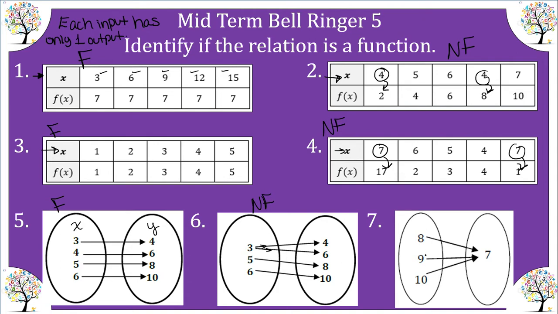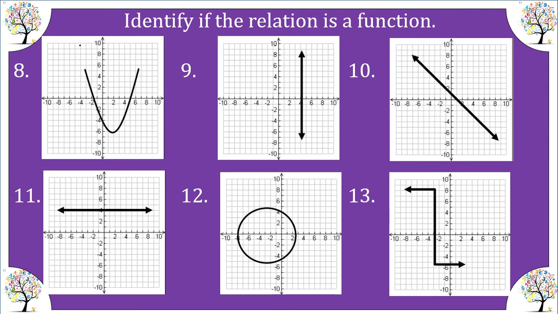Number 7, each of these inputs has one output. It's all going to the same place. You could say the same house if these were representing mailing a letter, and that's okay. So this is a function. Now let's take a look at graphs. And we studied the vertical line test. So if a graph passes the vertical line test, it is a function. The vertical line test says if I draw a vertical line, and it can only intersect at one point no matter where I draw the line, then it is a function. This means each input only has one output.